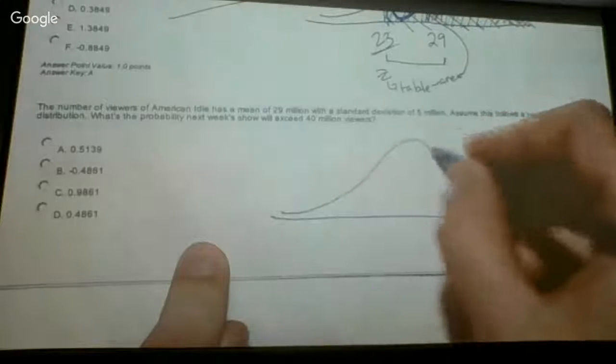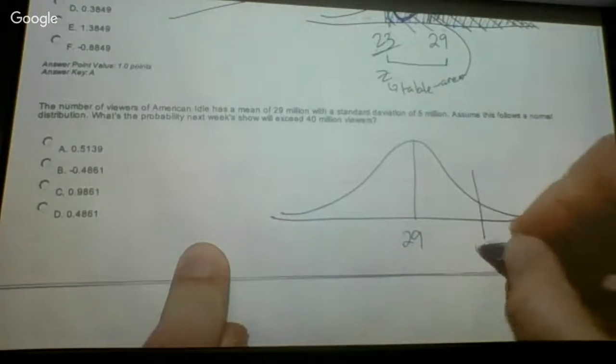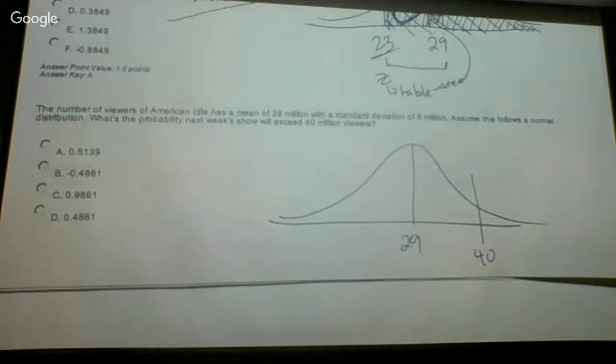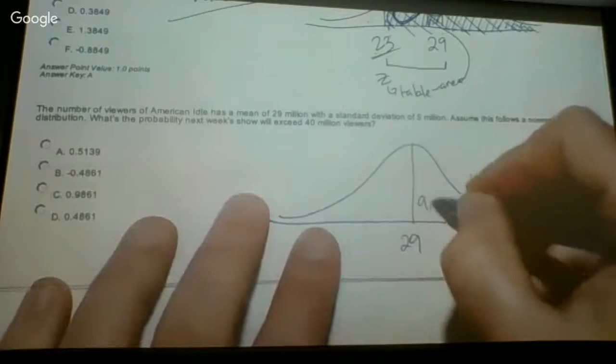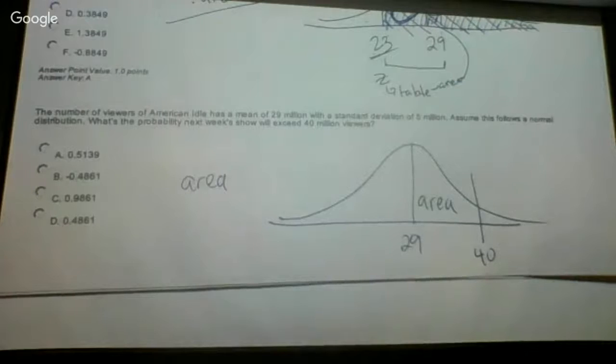In this question, same distribution, mean is 29. What's the probability that it will exceed 40 million viewers? What's the strategy here? I'm going to convert 40 to a z-score. And that z-score is going to give me an area, and that area is this area right here. What do I need to add or subtract to that area in order to get the right answer here?